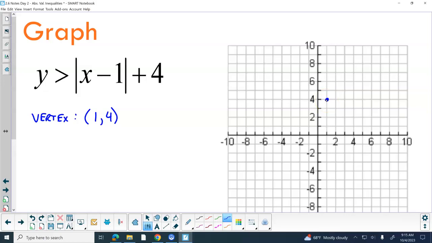Right side slope. 1, because that's our A value. So that would be right 1, up 1, up 1, right 1, right 1, up 1. Just trying to get all three of them. Kind of hard to do. Right 1, up 1, up 1, right 1.